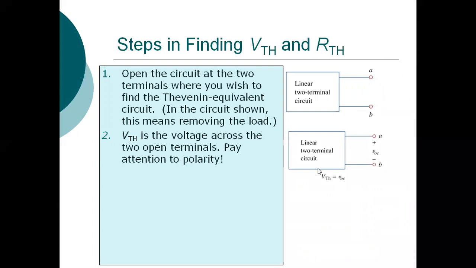Then VTH is the voltage across the two open terminals. Now this load I have removed, and whatever the open circuit voltage across terminals A and B, that is nothing but your VTH. So apply the voltmeter here. The voltmeter will now read the VOC, that is the VTH.